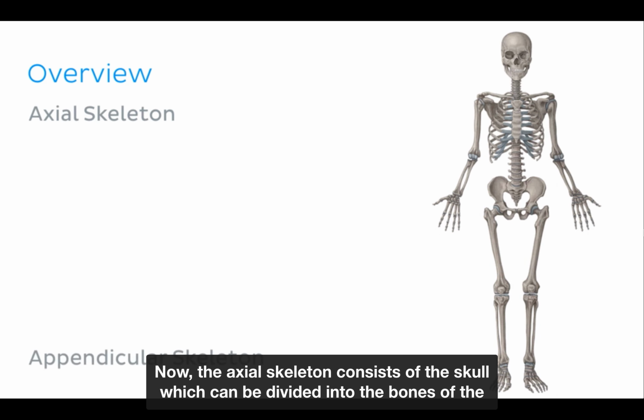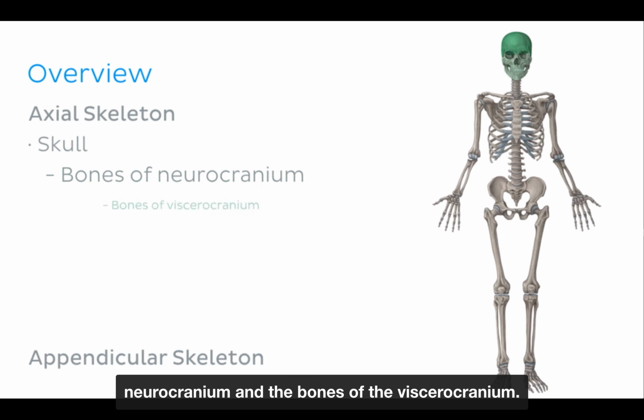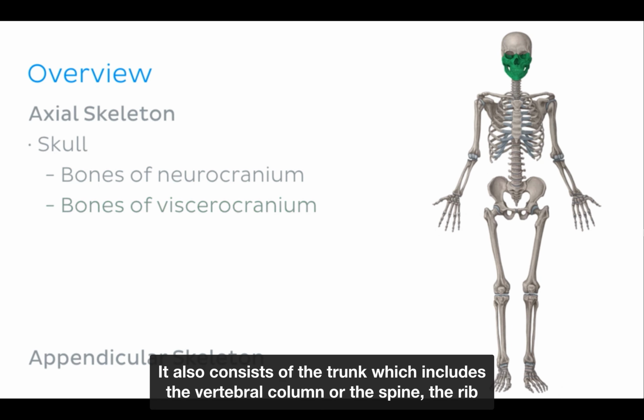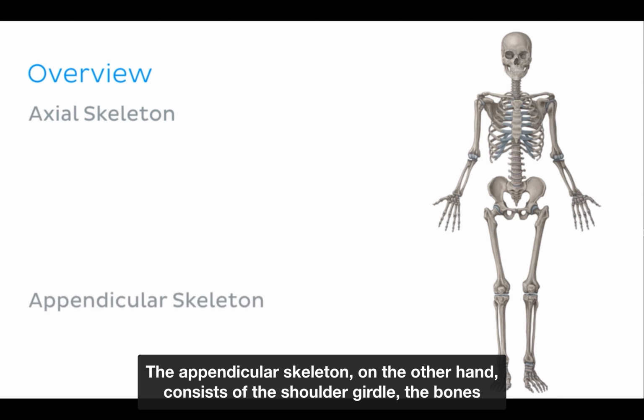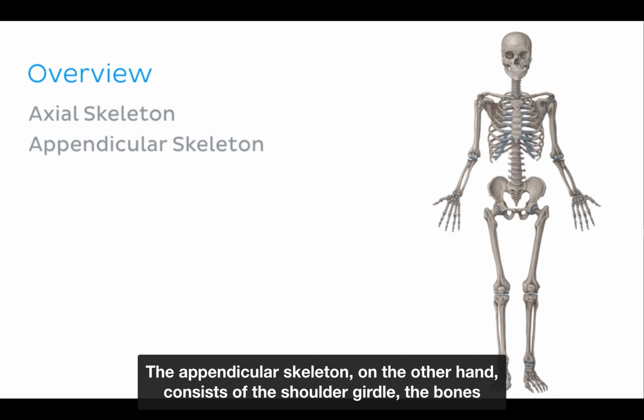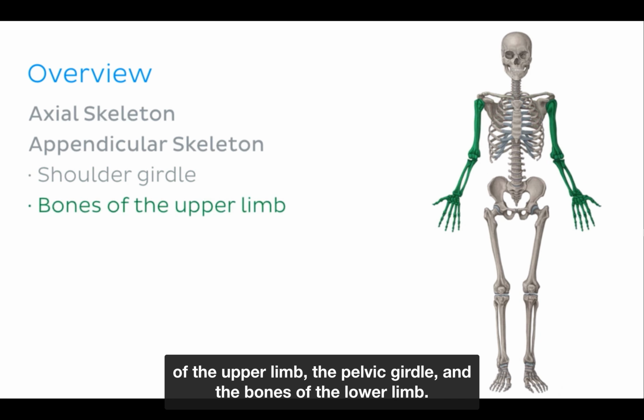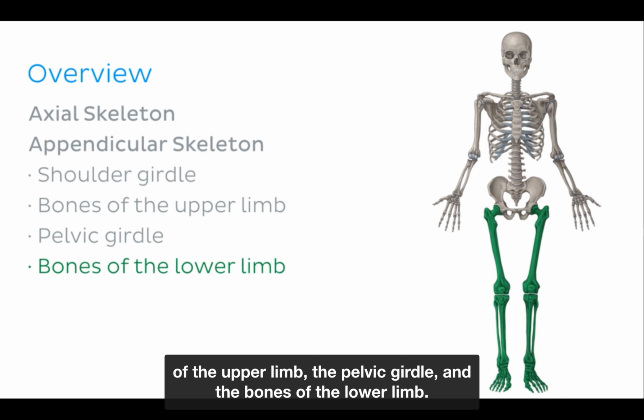Now, the axial skeleton consists of the skull, which can be divided into the bones of the neurocranium and the bones of the visceral cranium. It also consists of the trunk, which includes the vertebral column or the spine, the rib cage, and the sternum, also known as the breastbone. The appendicular skeleton, on the other hand, consists of the shoulder girdle, the bones of the upper limb, the pelvic girdle, and the bones of the lower limb.